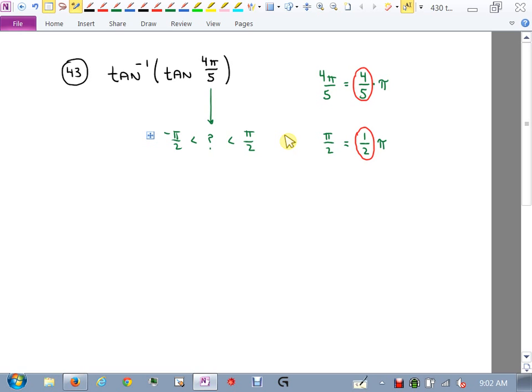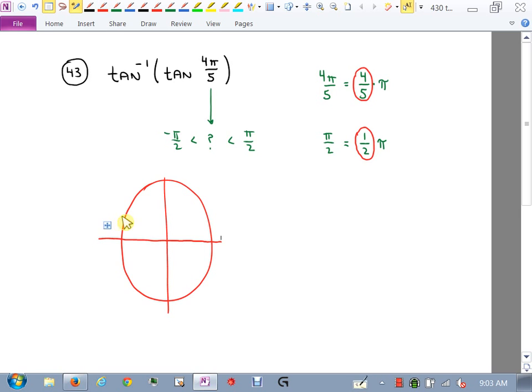So the way we can do this is to try and figure out, on the unit circle, where is 4 pi over 5? We know it's bigger than pi over 2, but it's smaller than pi. Yes? And it's not one of our common angles. That's kind of what's confusing about this.